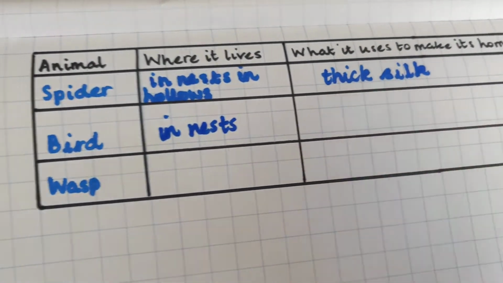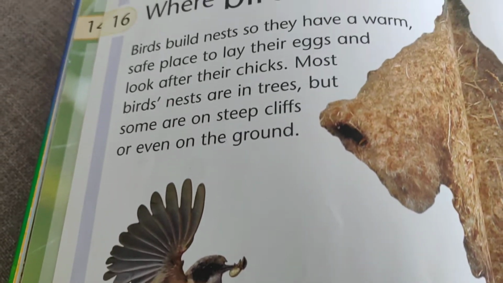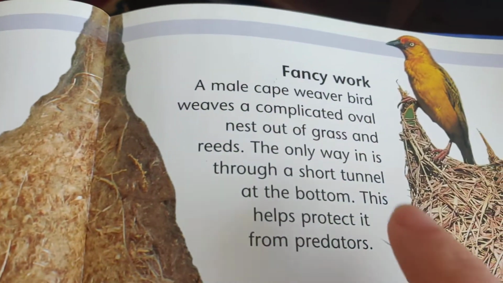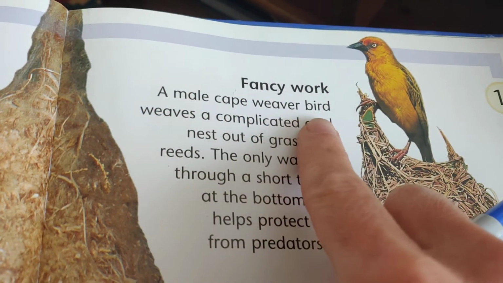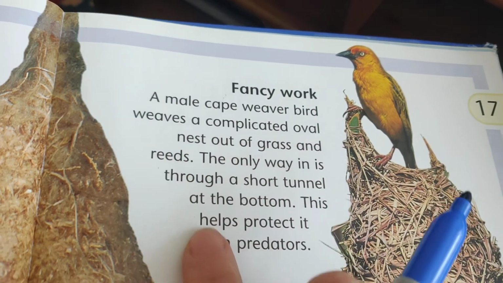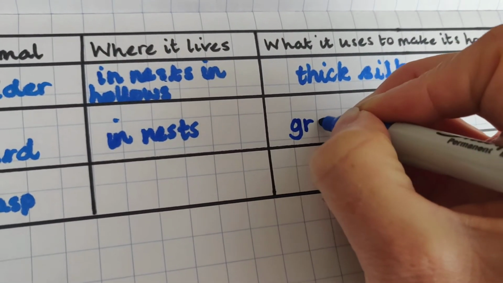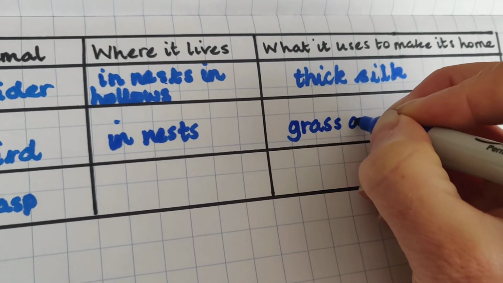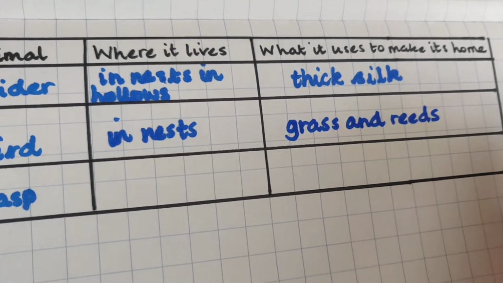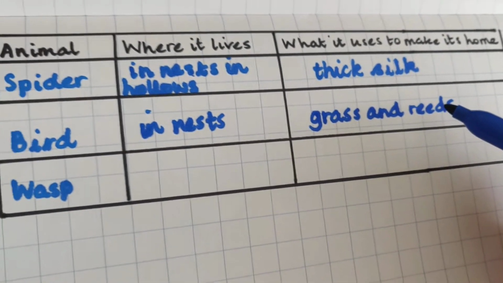What it uses to make its home. Okay, so I'm going to look on my page for the information. Here we go. A male cape weaver bird weaves a complicated oval nest out of grass and reeds. So that's something it uses. Grass and reeds. And by setting it out in a table this way, the reader can instantly see the difference between what a spider uses and what a bird uses.